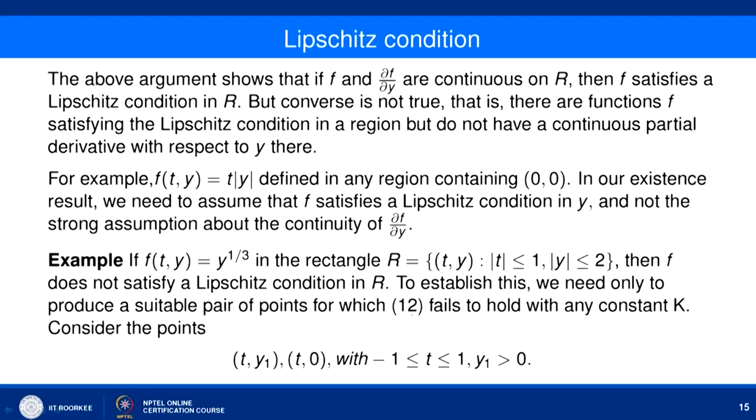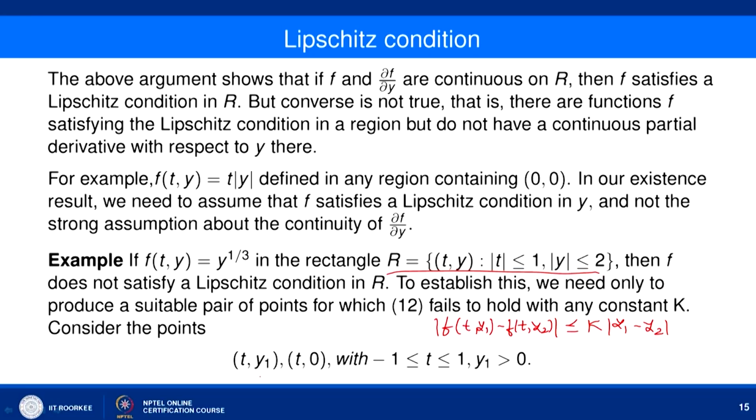So, the purpose of this example is that a given function may not satisfy the Lipschitz condition in some region, some rectangle, but it may satisfy the Lipschitz condition in some other rectangle. To show that it does not satisfy the Lipschitz condition in this rectangle, we need to show that the condition |f(t, y1) − f(t, y2)| ≤ k|y1 − y2| will not hold for any constant k.